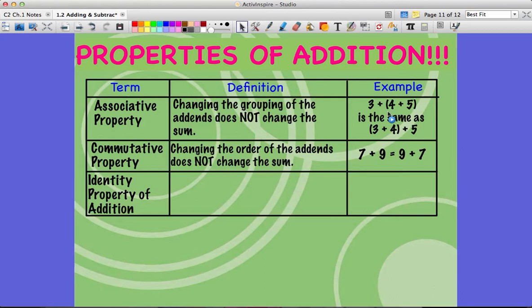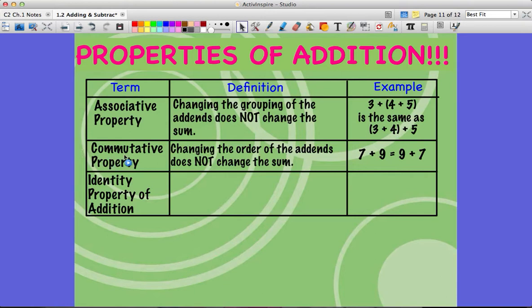Now I know this is difficult because they seem similar. However, the associative property, so think of the word associate. The associative property talks about numbers and groupings that associate with each other. So the 3 and the 4 are associating with each other first, whereas here the 4 and the 5 are. This changes in the associative property who the numbers are grouping with or associating with.